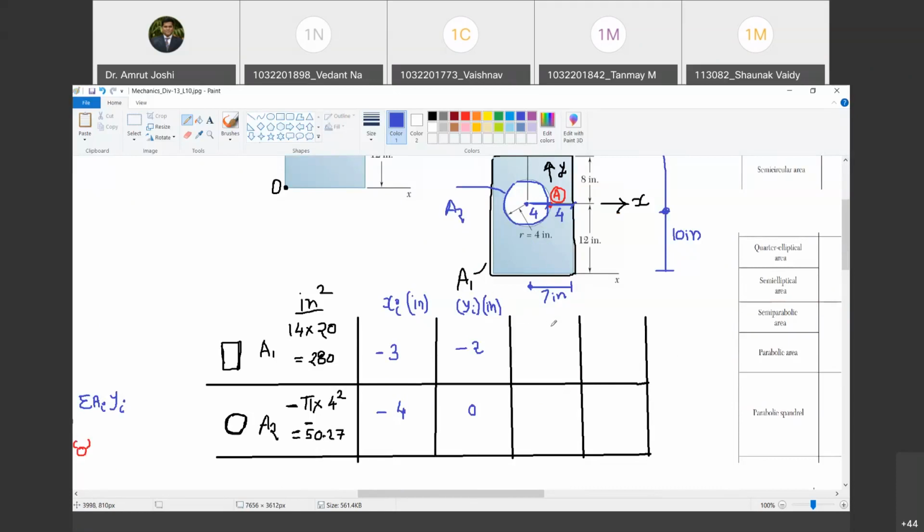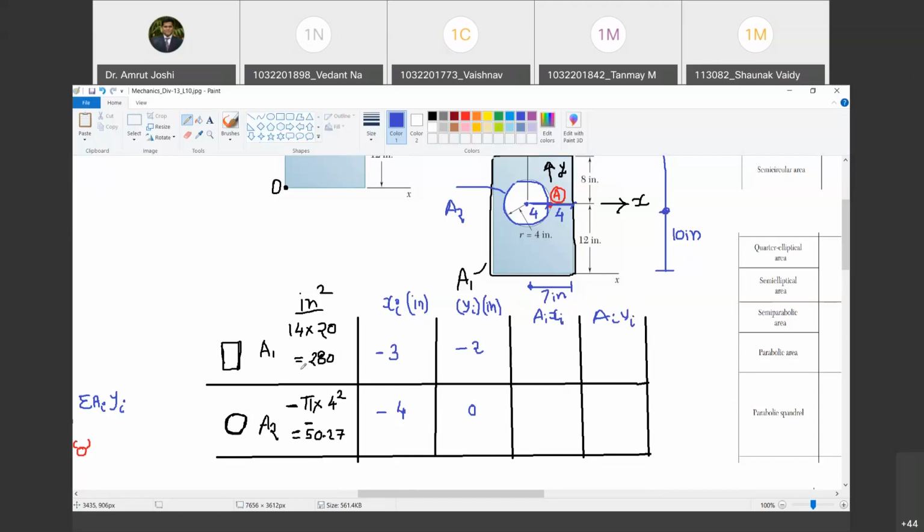Now summation AI xi. So what do we write here? We write here AI xi. My writing is not very systematic, but I hope you have understood the concepts. You are going to make such kind of tables to solve the problem. This is AI yi.